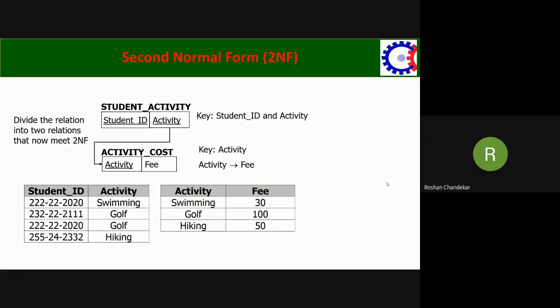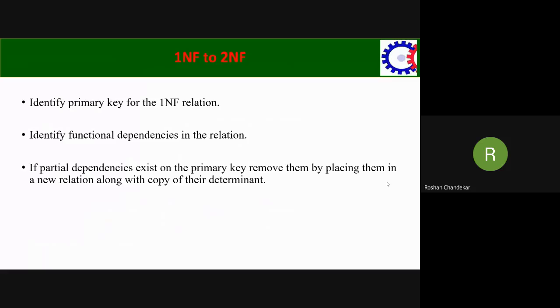So that we can convert the table into second normal form: the student ID and activity in one relation, and activity and fees in the other relation. Is it clear? Okay. The next thing: how we can convert a first NF to the second NF.